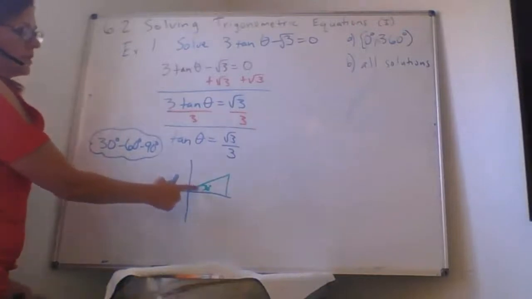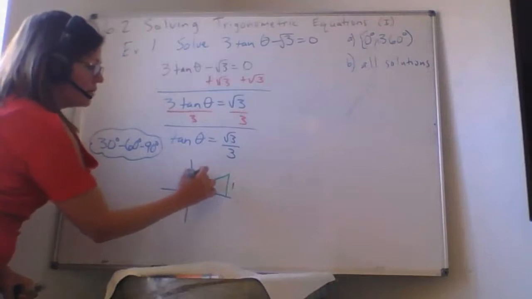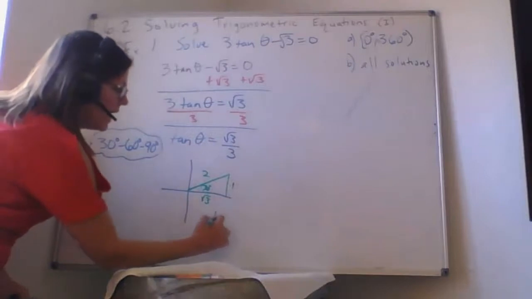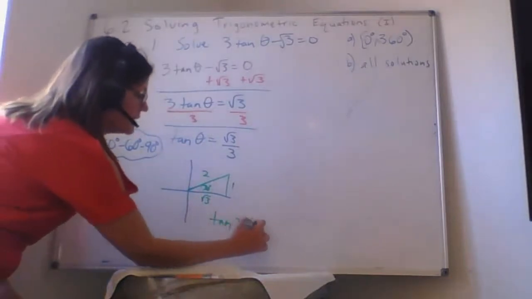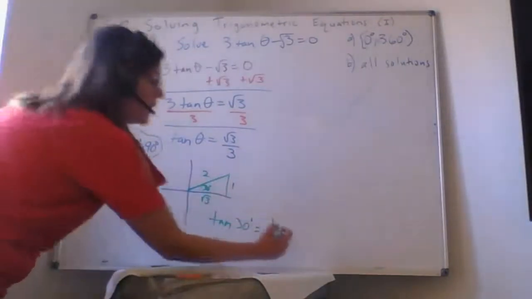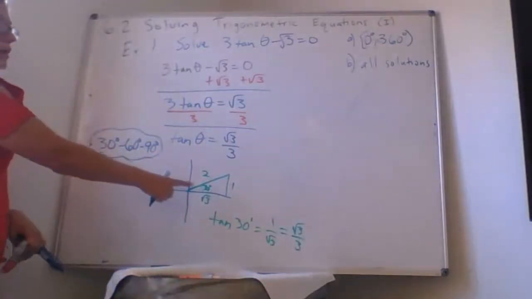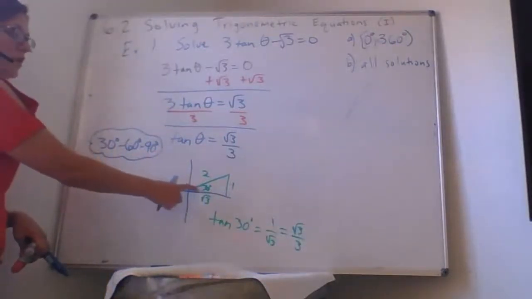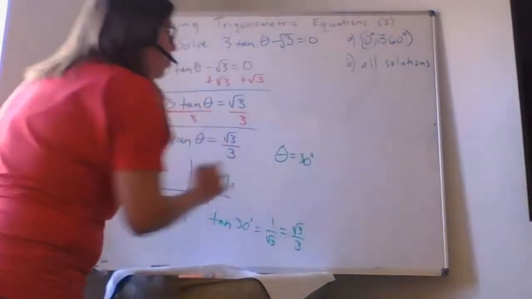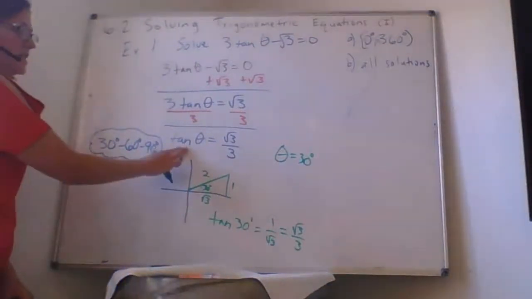If the reference angle is 30 degrees, then opposite the 30 is 1, our hypotenuse is 2, and the other leg is rad 3. Now tangent of 30 degrees equals 1 over rad 3. And when we rationalize the denominator, that gives us rad 3 over 3. Therefore, we know our reference angle must be 30 degrees. So theta equals 30 degrees is one of the angles that satisfies this equation.